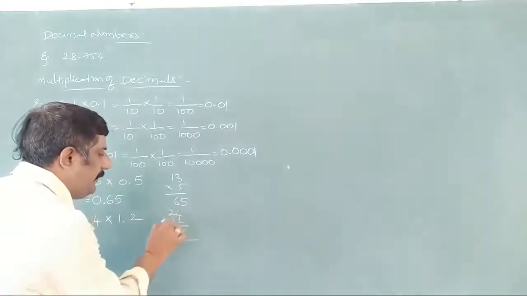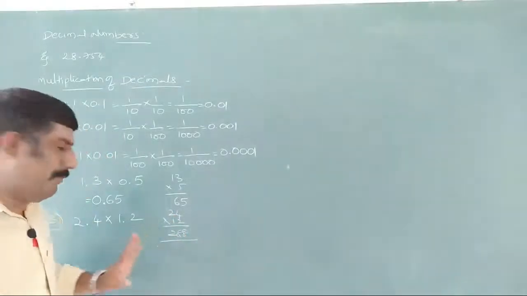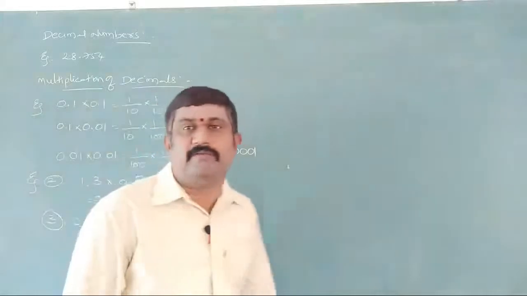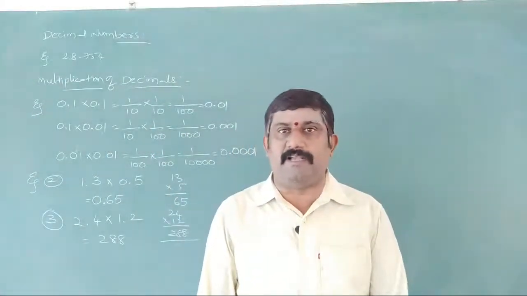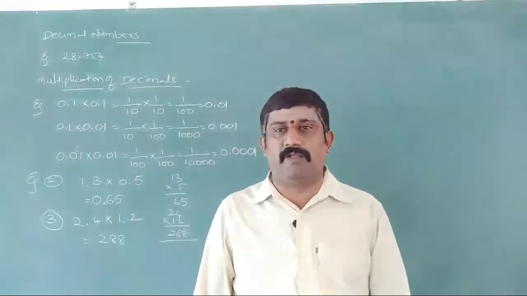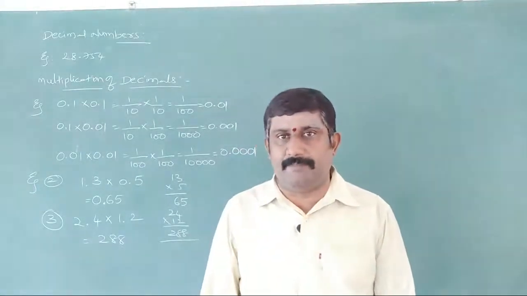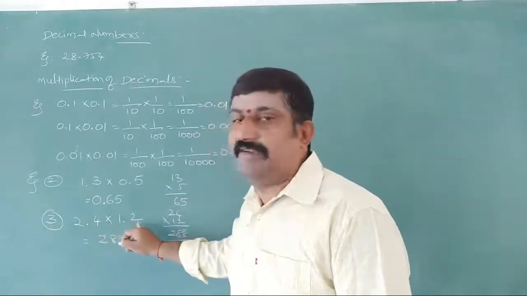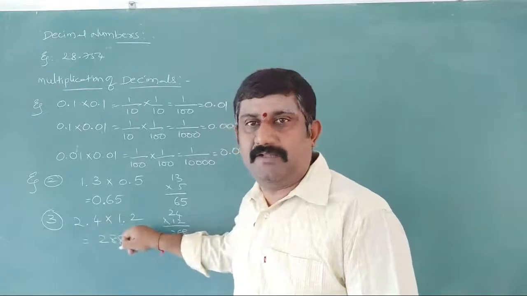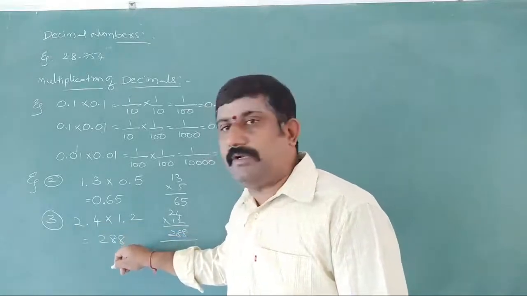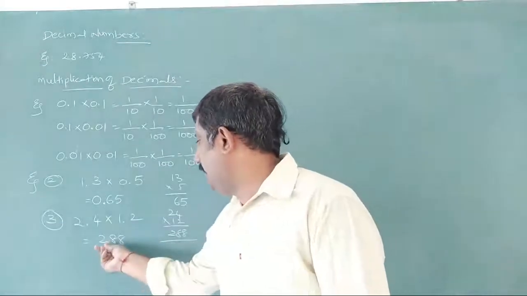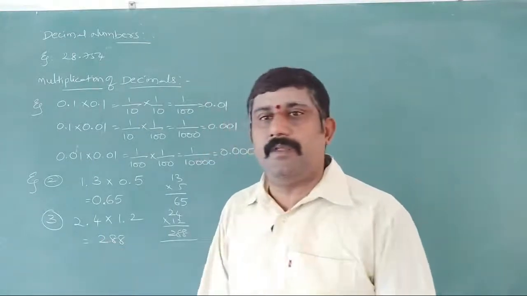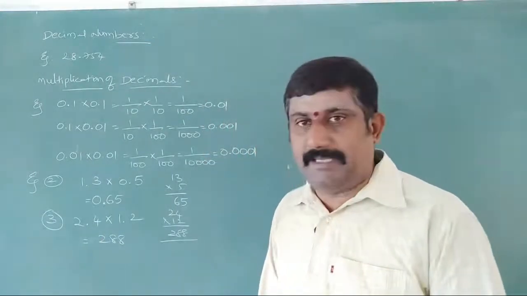Or else you can multiply directly in your original method. No problem. 288 we are getting here. 2.4 into 1.2 we are going to find, but what we did here is 24 into 12. How much did we get? 288. Now observe here, after decimal 1 digit we have here, after decimal 1 digit we have here. So 1 plus 1, 2 digits. From the right side just count 2 digits, 1, 2. And here you keep a point, so the answer is 2.88.